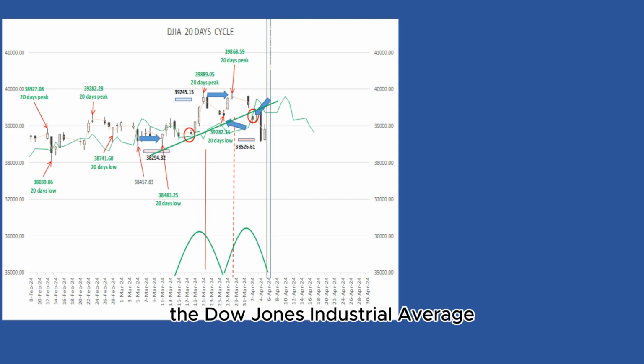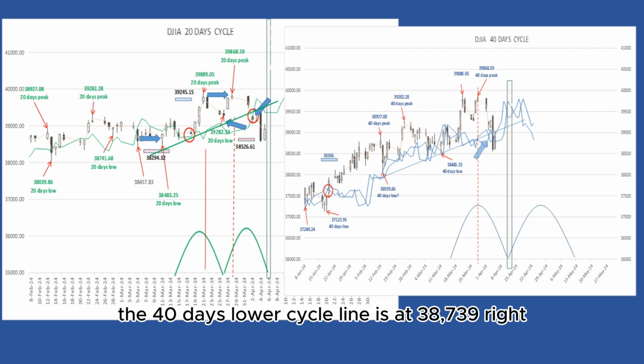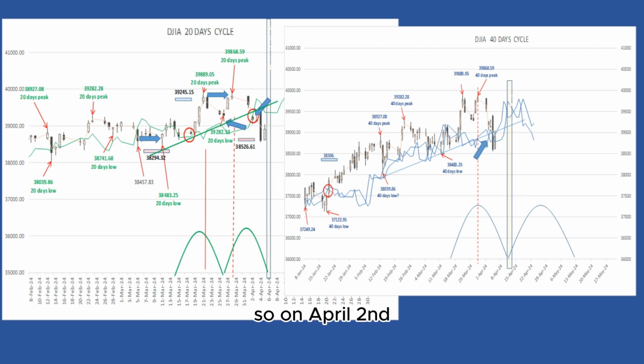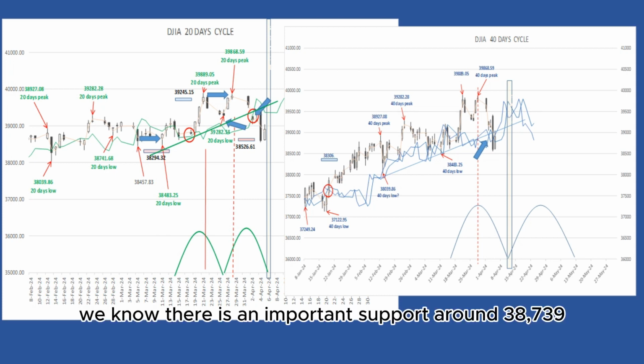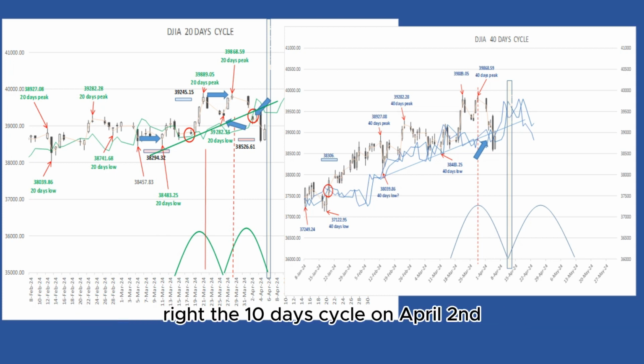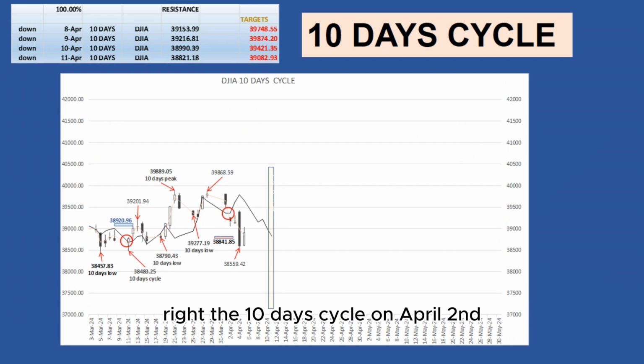The same day, the Dow Jones Industrial Average crossed below its cycle line. This confirmed the 40-day cycle peak and gave a precise target at 38,526. The 40-day lower cycle line is at 38,739. So, on April 2nd, we know there is an important support around 38,739. The 10-day cycle.